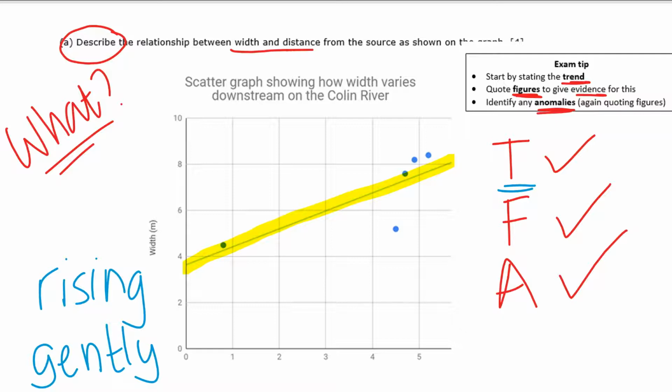So at the very least, you're going to need to quote a figure from the start and a figure from the end. So you're going to have a couple of figures quoted. That's the figures done. And then the anomaly.